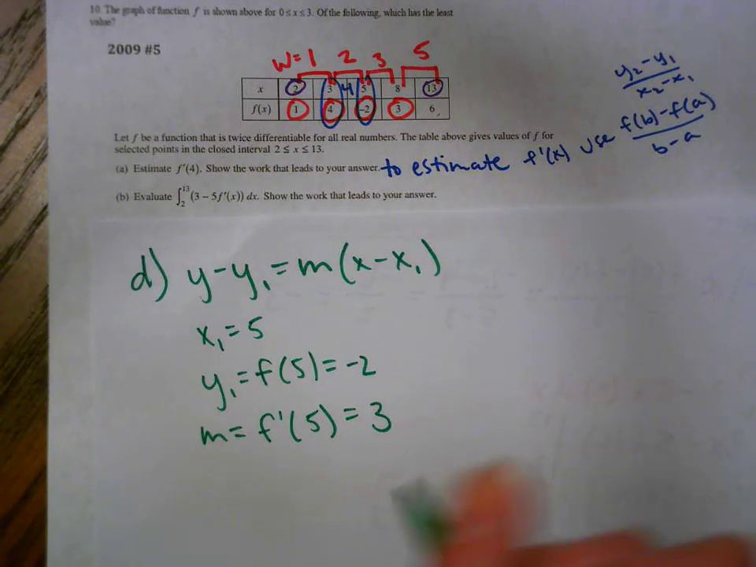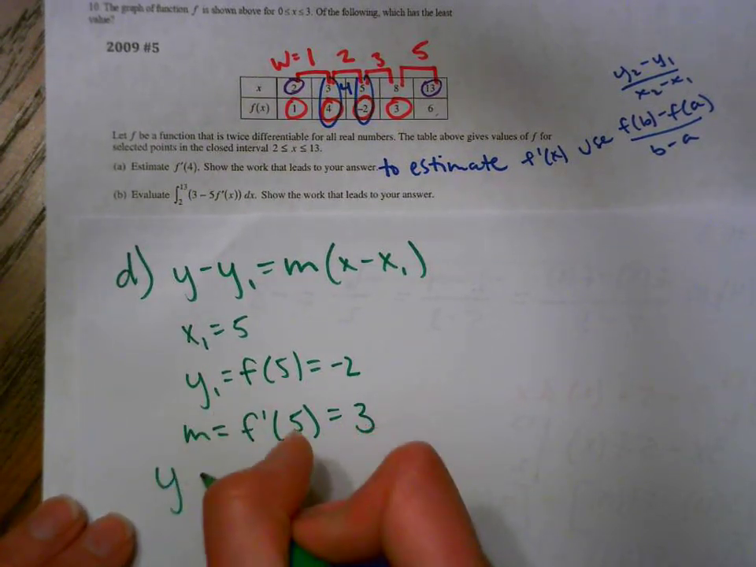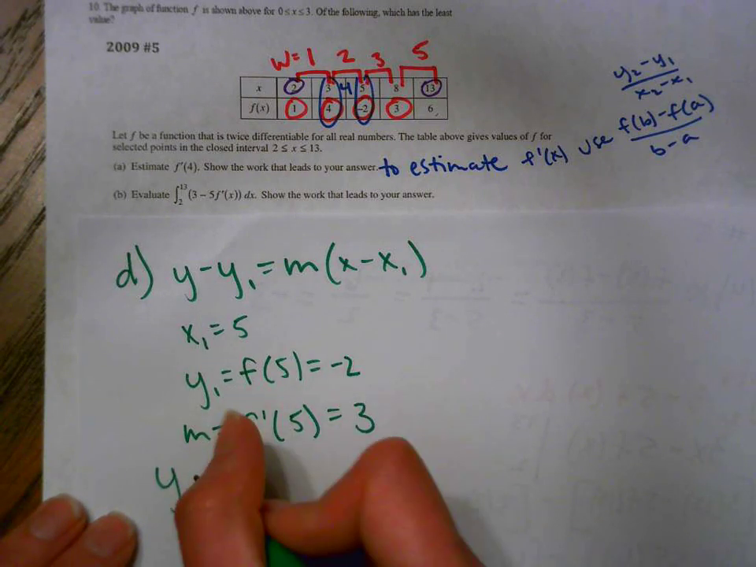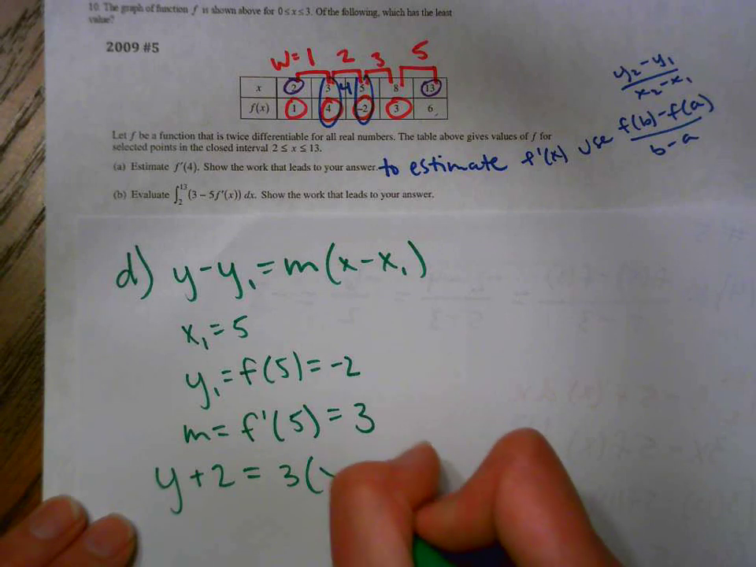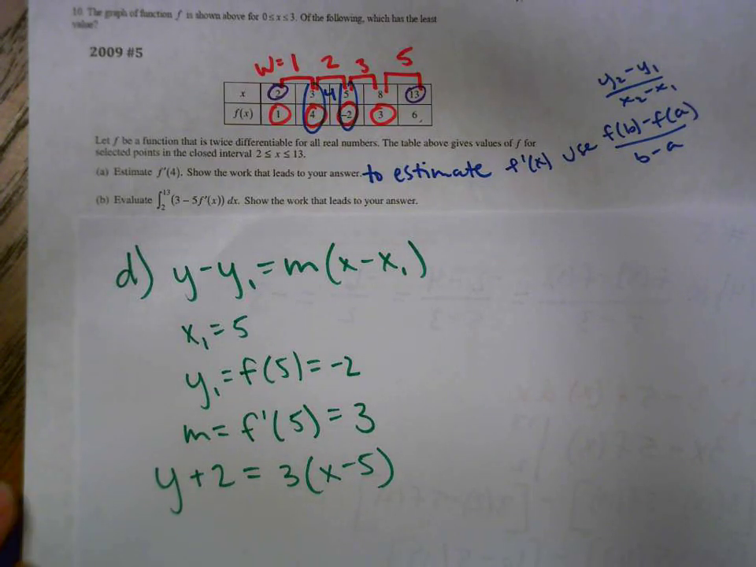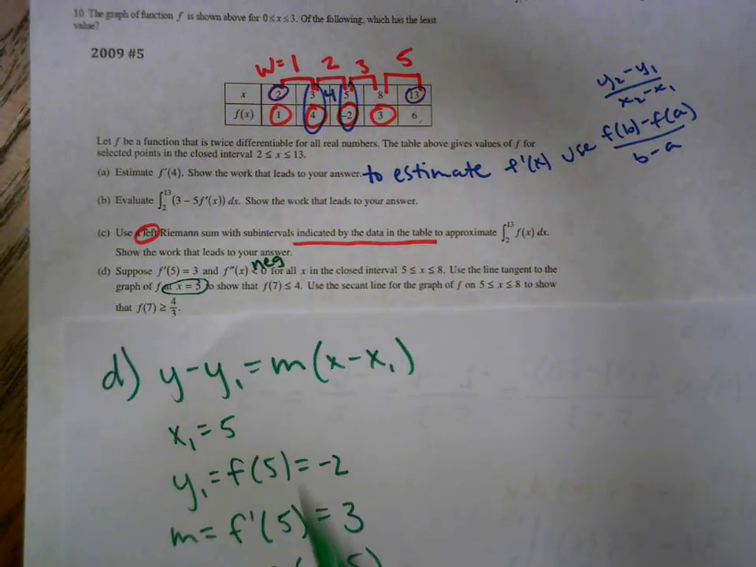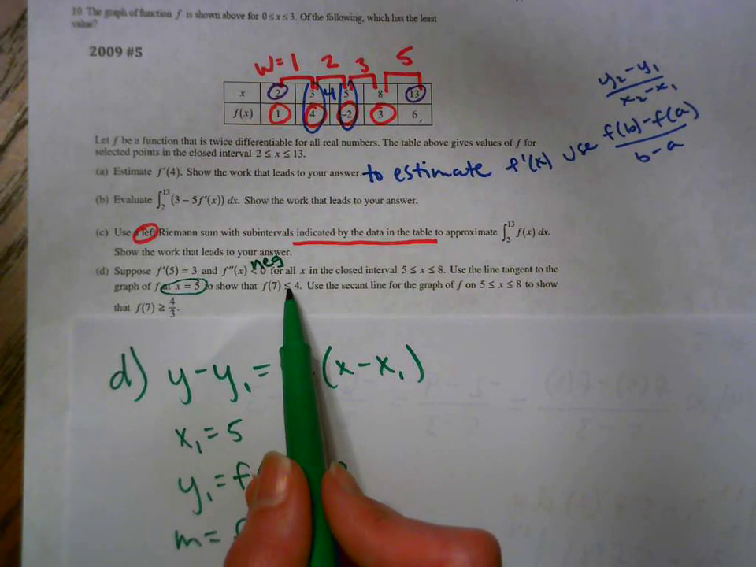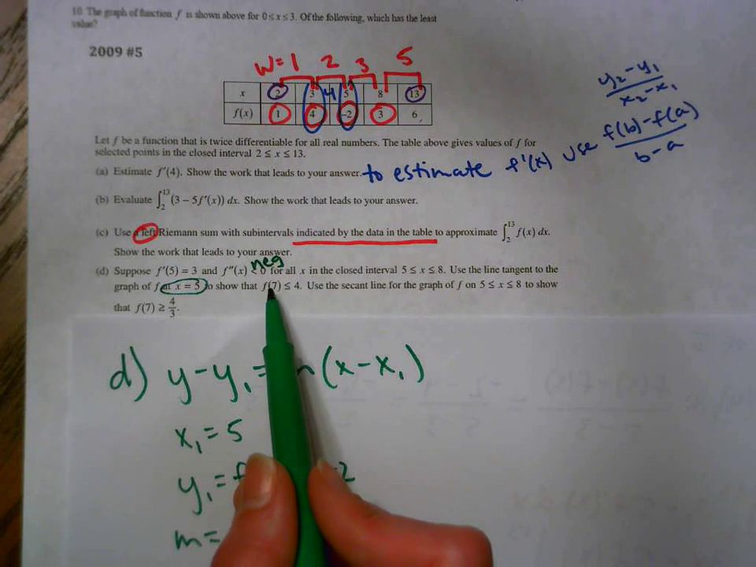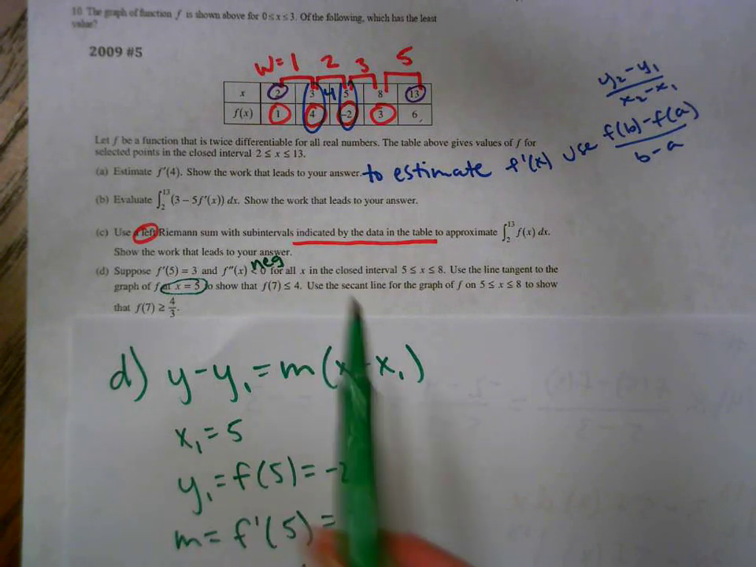So we can write our tangent line. Y, since it's minus negative 2, I'm going to make it plus 2, equals 3 parenthesis x minus 5. And now you can leave it like that, but because I'm going to use this tangent line now, it says to show that f of 7 is less than or equal to 4. So what that's saying is we're going to now find f of 7. We're going to approximate f of 7.